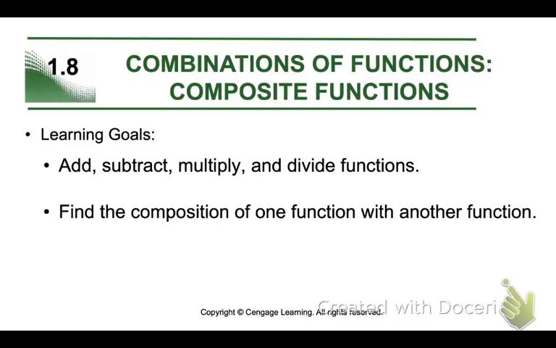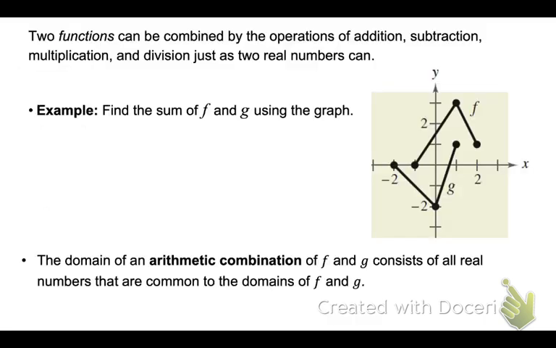Okay, 1.8 combinations of functions. We're going to add, subtract, multiply, divide, and do composite functions. So again, like I've said over and over, it's kind of a review. Two functions can be combined by operations of addition, subtraction, multiplication, division, just as two real numbers can. For example, find the sum of f and g using the graph.